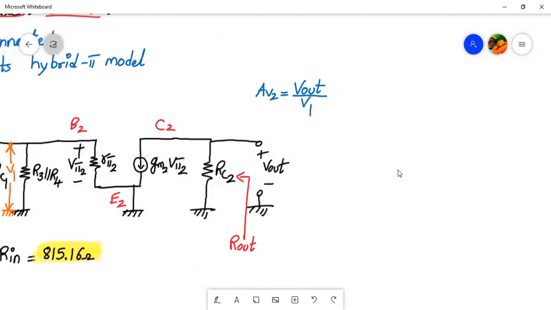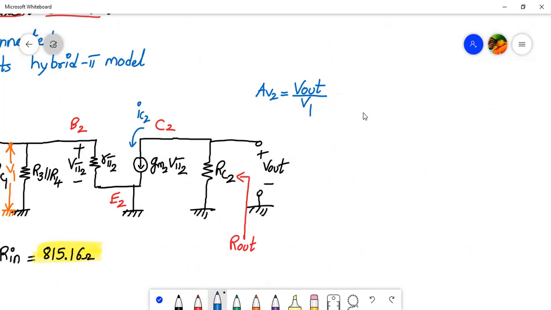Now, what do you see over here? At V out, here we have a resistance and here we have a current source. So basically, what is the current flowing over here? IC2, and it's an outgoing current. So we can write V out is equal to, V is equal to IR, so minus of IC2 into RC2. And what is IC2? IC2 is nothing but gm2 into V pi 2.